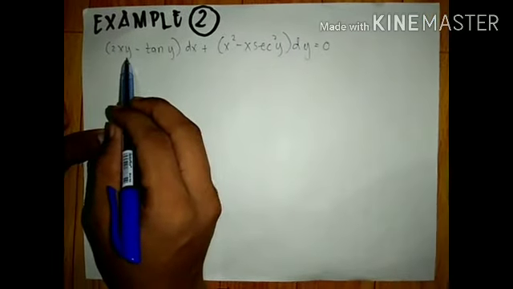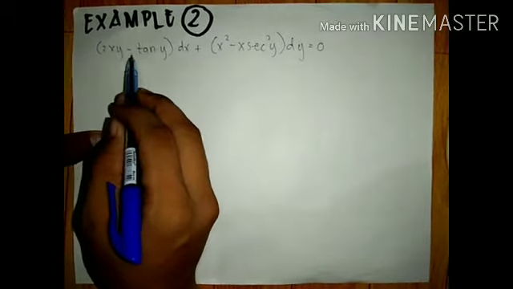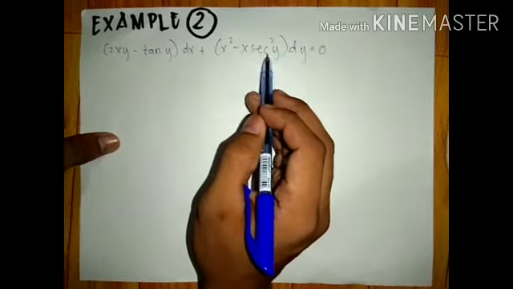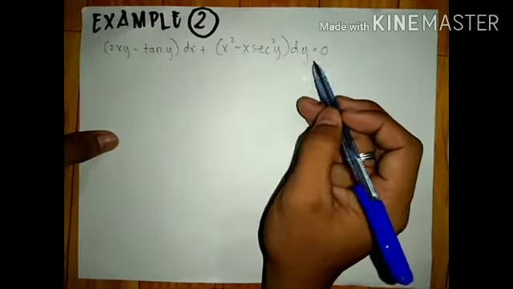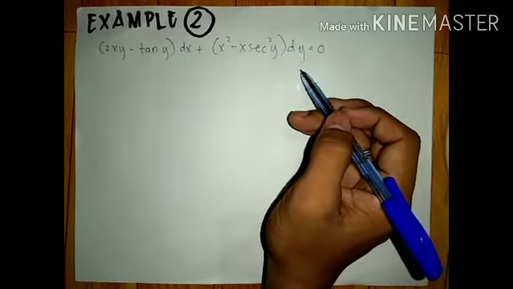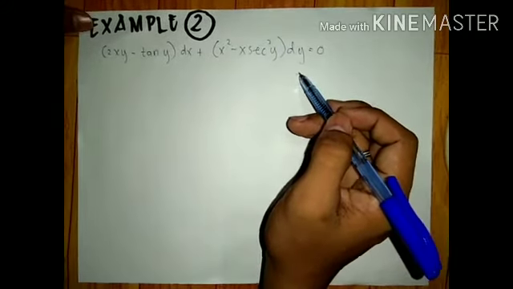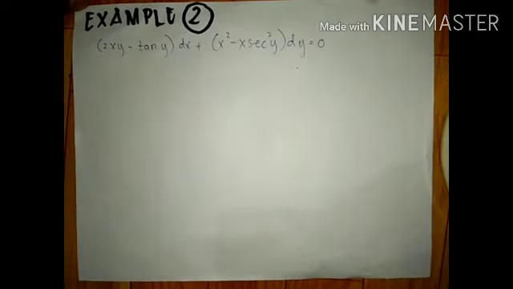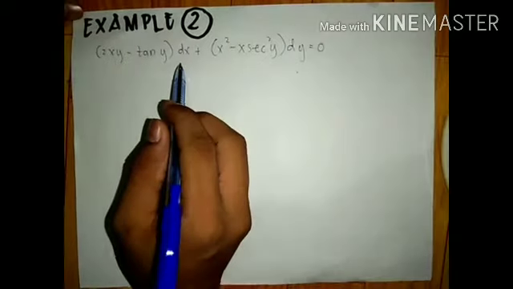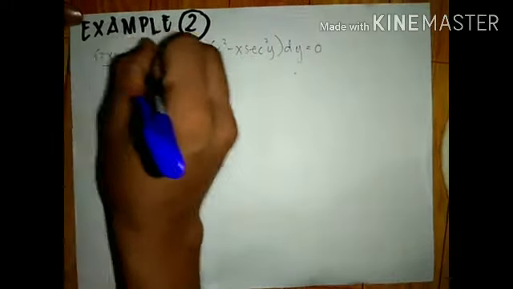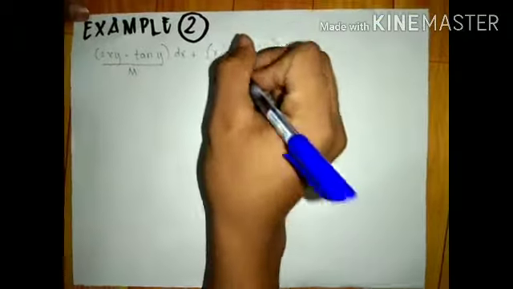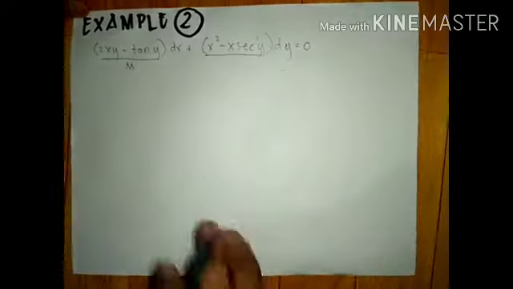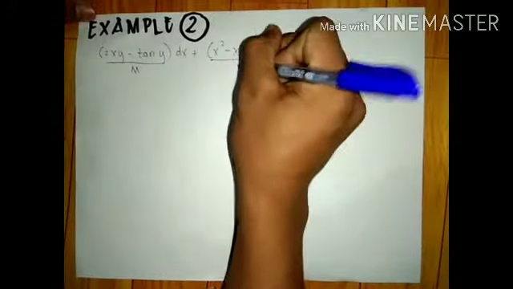For my example number 2: 2xy minus tan y dx plus x squared minus secant squared y dy. So first, all the terms containing x and y with dx are M. So this is our M. And on the other side, all the terms containing x and y with dy are N.